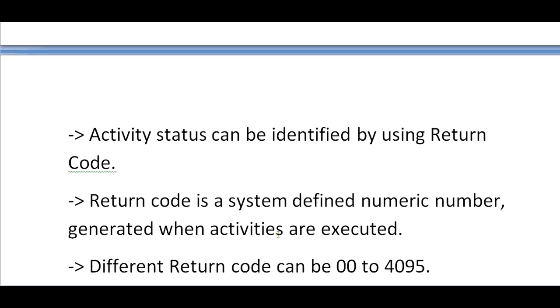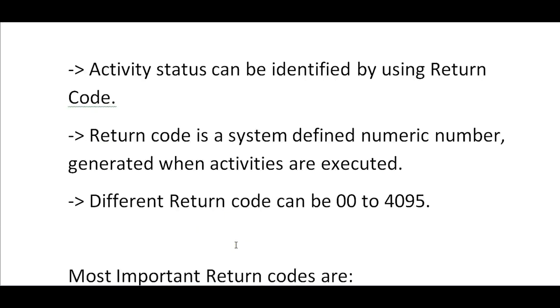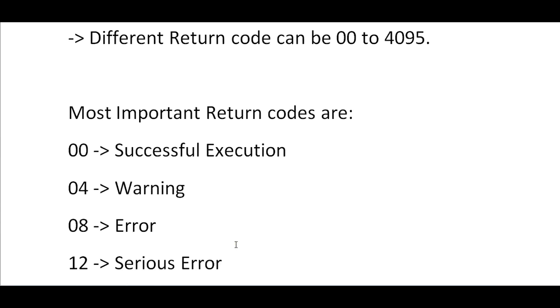Return code is a system-defined numeric number generated when activities are executed. Different return codes can be 00 to 4095. The most important return codes that we come across while working with JCL are 00, which means successful execution, and 04, which means warning. Sometimes we can skip this warning, but it is important to make sure that we don't have 04 warnings. Based on the programs you might write, you might catch it or you can skip it.